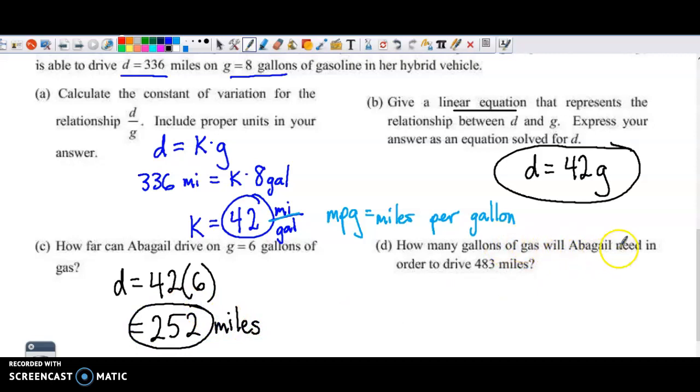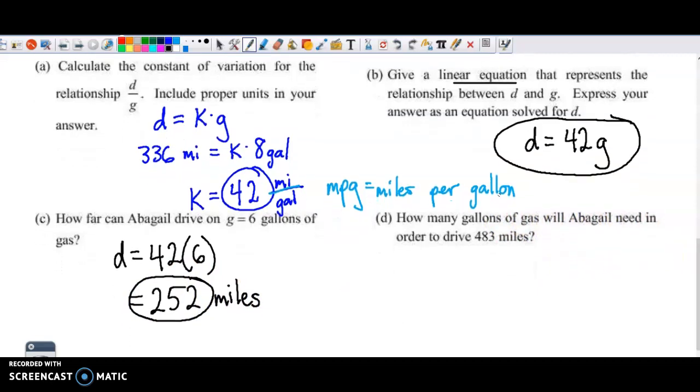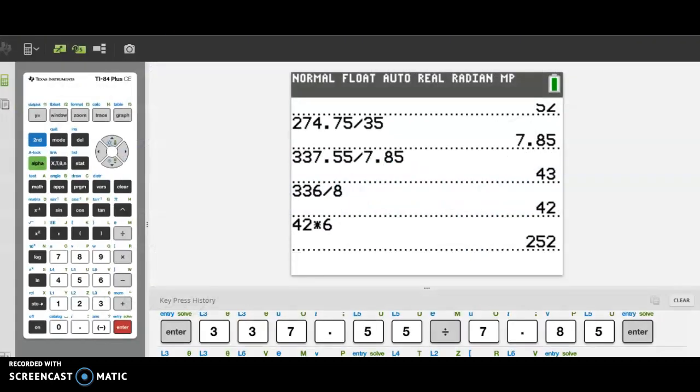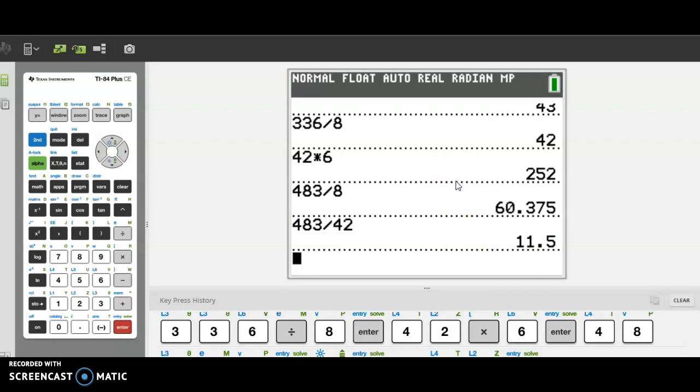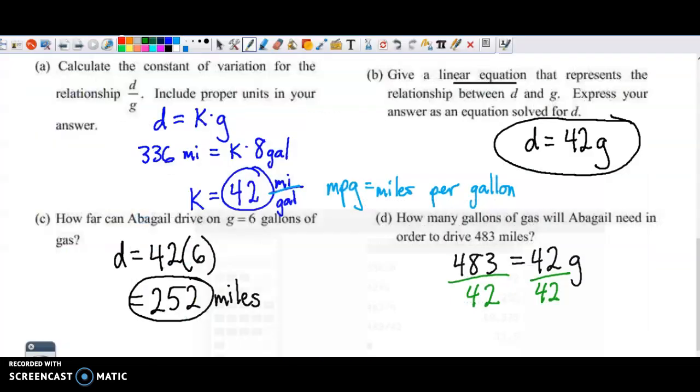And then how many gallons of gas will Abigail need in order to drive 483 miles? Well, this is a little different because now 483 is the d value, and you need to solve for g. Well, you can solve for g by dividing that 42 over. So 483 divided by 42. There we go. It took 11.5 gallons. So that's what g would equal.